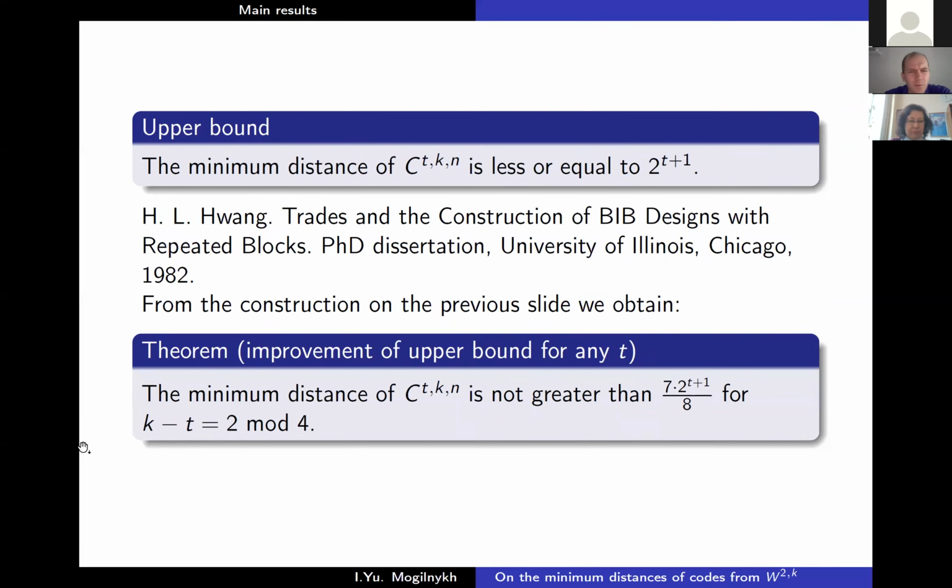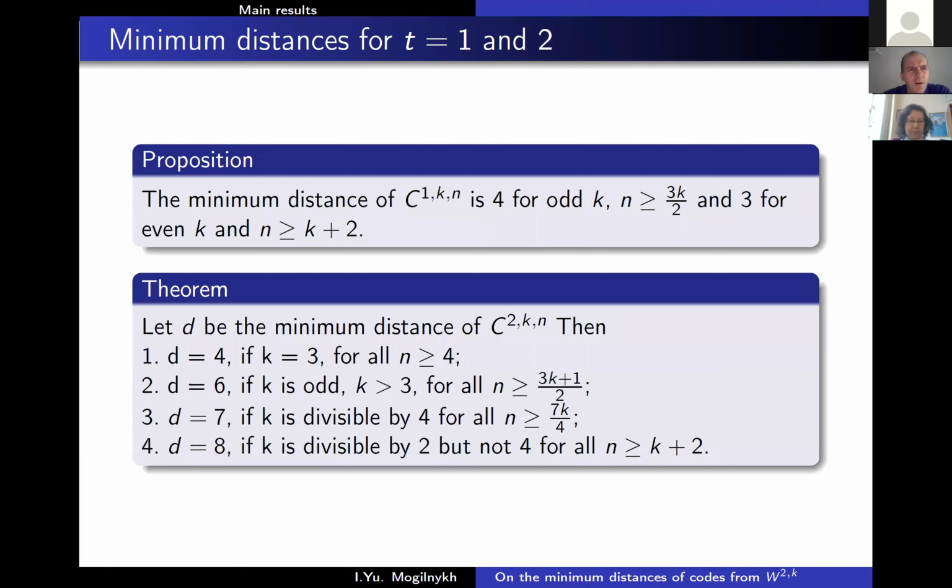We can obtain the following improvement of the upper bound for any T and some K. The general upper bound is 2 to the power T plus 1. And we improve it to 7 multiplied by 2 to the power T plus 1 divided by 8 for all K such that K minus T is 2 modulo 4. We also give a complete solution for the case when T is equal to 1 or 2.